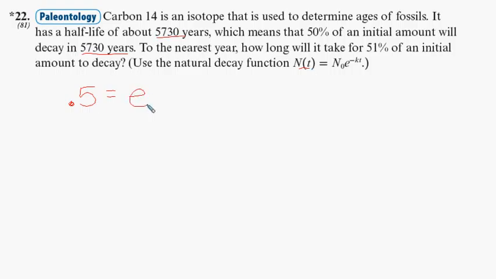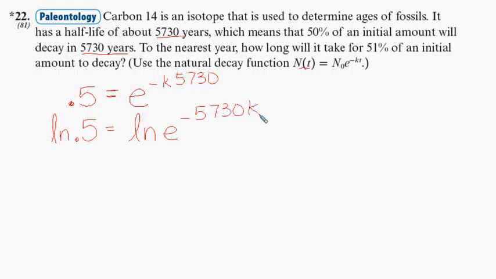And then we have e to the negative k times... we don't know the k value, but we do know the time, which is 5730. So 5730, and now we can do something kind of clever. Remember, if you have an equality, as long as you do the same thing to both sides of the equal sign, it's completely legal. So what we're going to do is take the natural log of both sides. I'm going to put this in a less awkward position, the k should be in the back. Okay, so now I've taken the natural log of both sides.